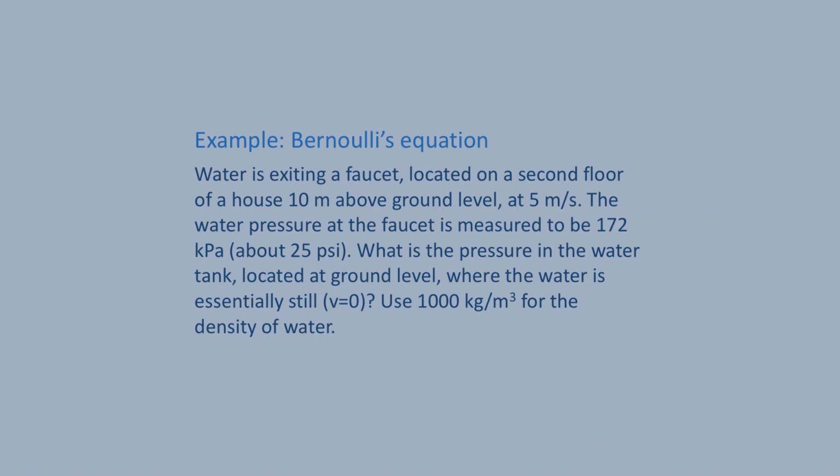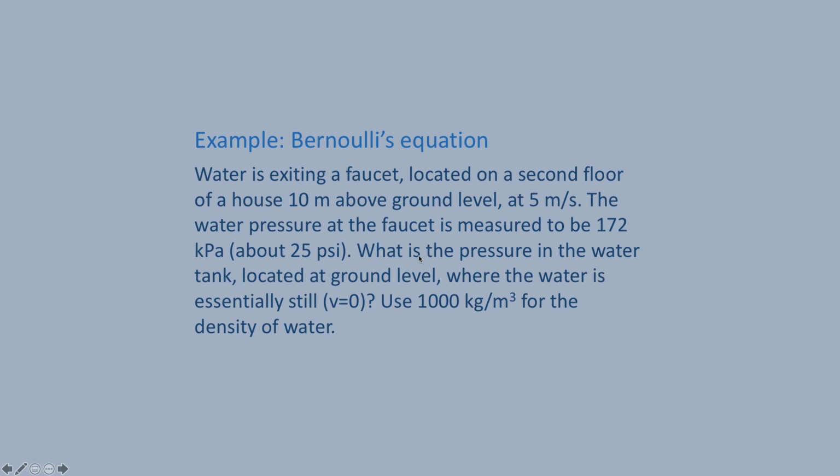Okay, now let's do an example with Bernoulli's equation, putting it all together. This has to do with a water faucet on a second floor in a house, 10 meters above ground level, with water exiting at 5 meters per second. We have the water pressure of the faucet: it's 172 kilopascals. What's the pressure in the water tank located at ground level, where the water is essentially still, meaning its velocity is 0? And we're going to assume fresh water, so 1,000 kilograms per cubic meter.